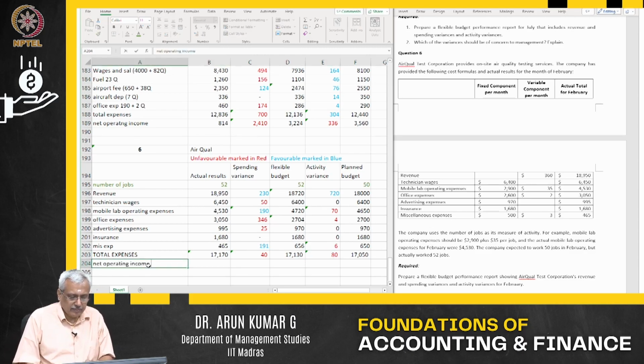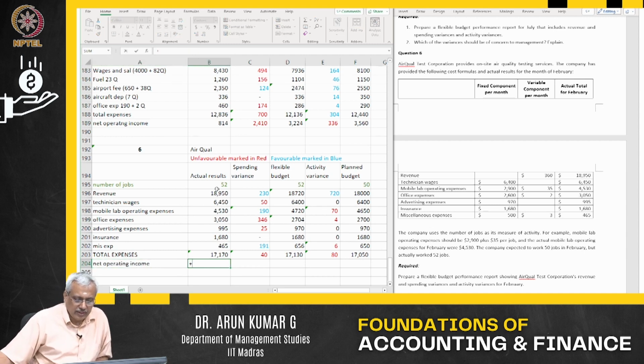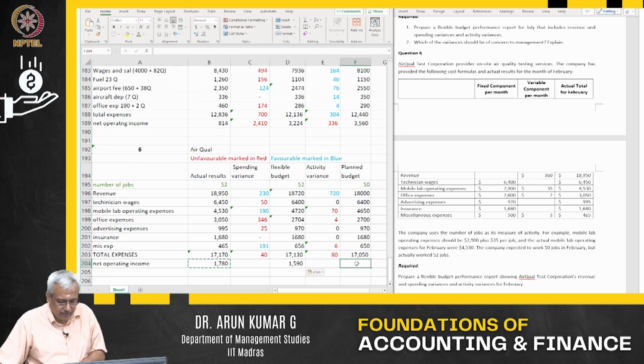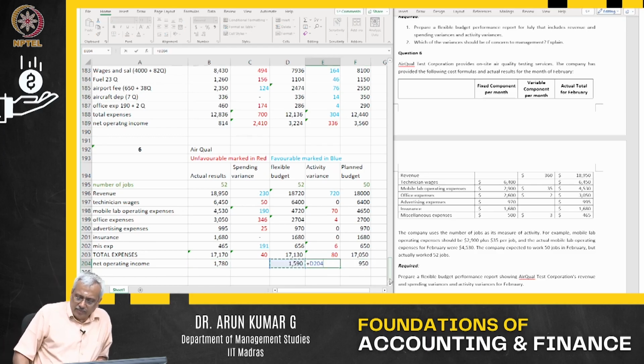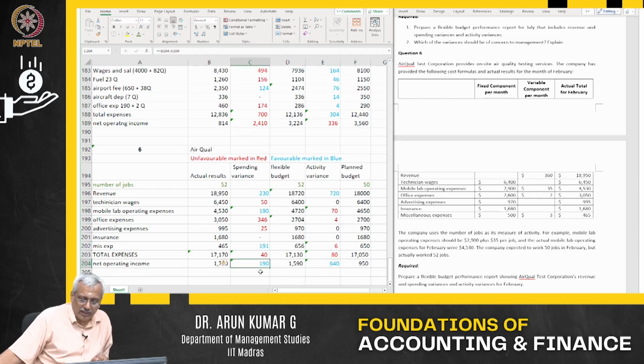Net operating income is going to be revenue minus my expenditure, and I'm going to copy the same thing out here and out here. In terms of activity, yes, more activity has resulted in more profit. That is certainly favorable for you. Agreed, it should have resulted in $640 more. Whereas how much has it resulted in terms of activity? It has resulted in only about $190 more. Because of the increased activity, you should have got $640 more profit, whereas you have got only about $190 more.